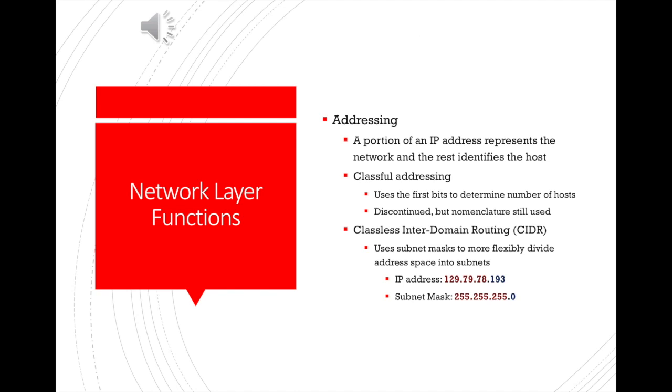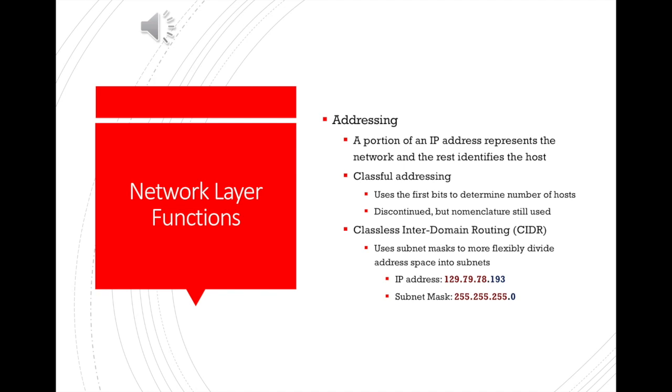Now let's talk about addressing. A portion of an IP address represents the network, and the rest of it represents the host. We'll explain this a little bit more later. There's classful addressing, which uses the first bits to determine the number of hosts. It's kind of discontinued now, but the nomenclature is still used. Now it's classless interdomain routing, or CIDR. It uses subnet masks to more flexibly divide address space into subnets.